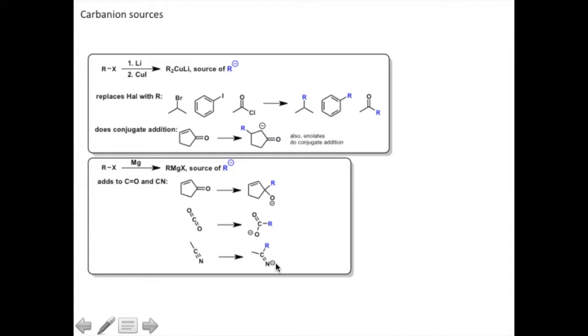At first you make NH, but these are not stable. So eventually this third product, this imine, will get hydrolyzed to a ketone. So adding Grignard to a ketone makes an alcohol. Adding Grignard to dry ice, carbon dioxide, makes carboxylic acid. And adding Grignard to a nitrile eventually makes a ketone.